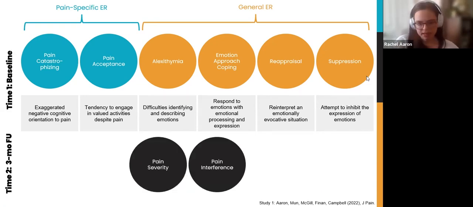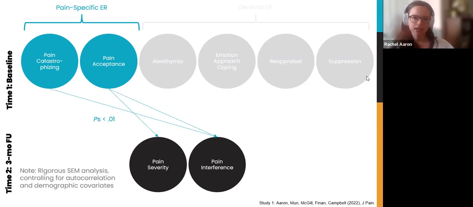So we measured this at baseline, and then we measured pain severity and pain interference at 3-month follow-up. And our first question was, okay, how do pain catastrophizing and pain acceptance, these pain-specific emotion regulation measures, relate to outcomes? Replicating a lot of other literature, we found that greater pain acceptance was associated with less pain severity and less pain interference. We found greater pain catastrophizing was associated with greater pain interference.